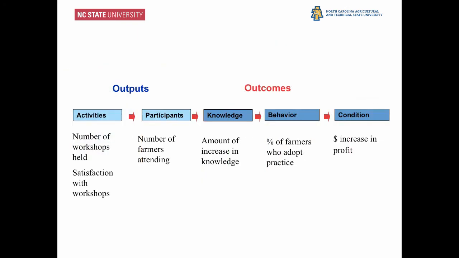I want to spend a few more minutes on the differences between outputs and outcomes. This is an area that tends to get people a little confused. Outputs are the direct and measurable products of a program's activities and services. They are often expressed in terms of volume or units delivered. If you look on the flowchart above, outputs include the number of workshops held, the satisfaction with the workshops, and the numbers of farmers attending. Outcomes are the results or impact of the activities and services. You might measure the amount of knowledge gained, the number of farmers who adopted the new practice, and the increased profits resulting from the adopted practice.